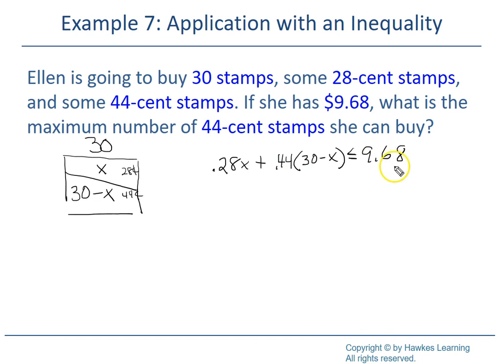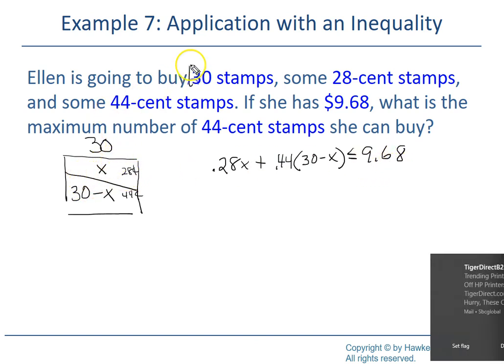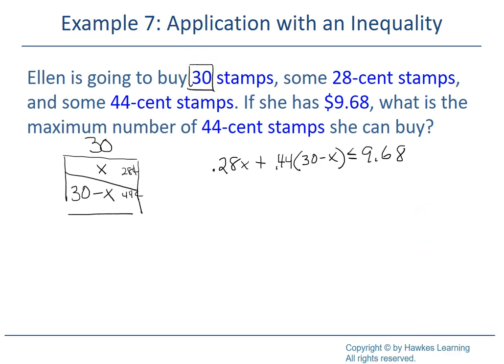Again, as I say, we did one very similar to this. The key is how to divide that 30 into two parts here. So, first thing we do, get rid of our decimals, multiply through, we'll know the number of x stamps, and then when we subtract it from 30, when we solve it for x, we'll know those that can be 44 cents. All right, well, let's take a look at this.